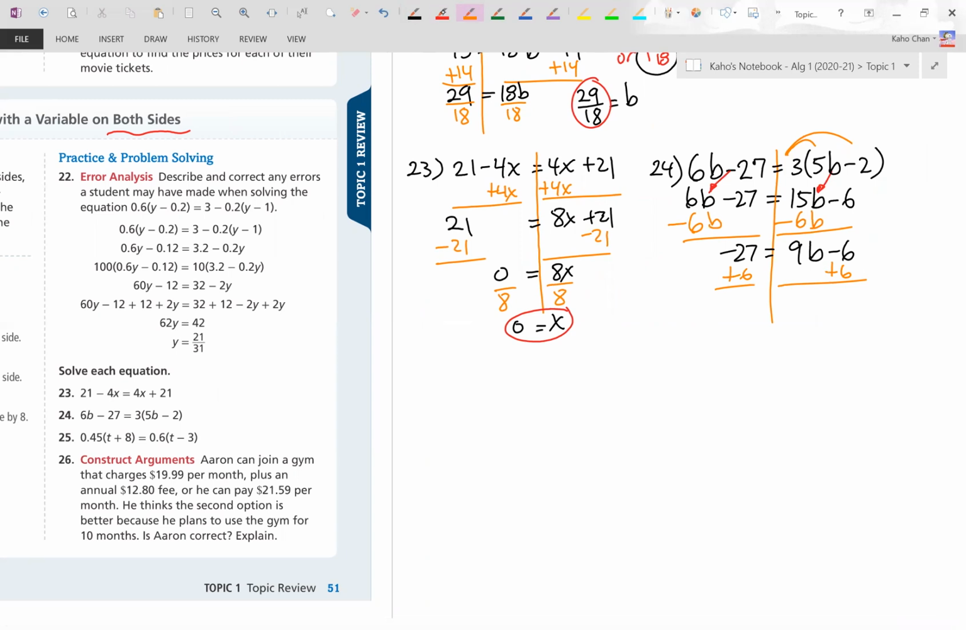Be careful with your negatives. Negative 27 plus 6, opposite sign, subtract. Carry the sign of the larger, negative. This will give you negative 21.